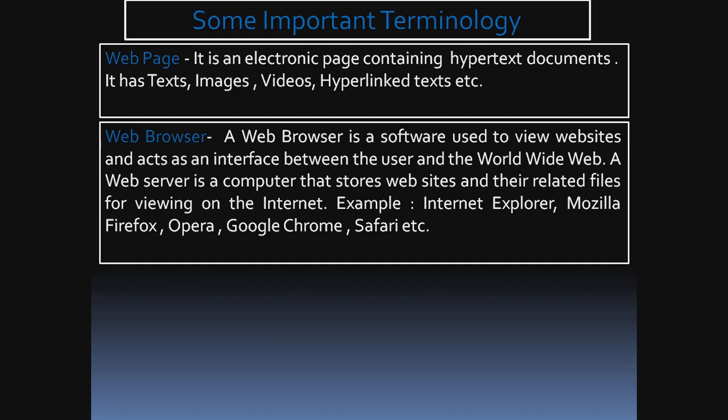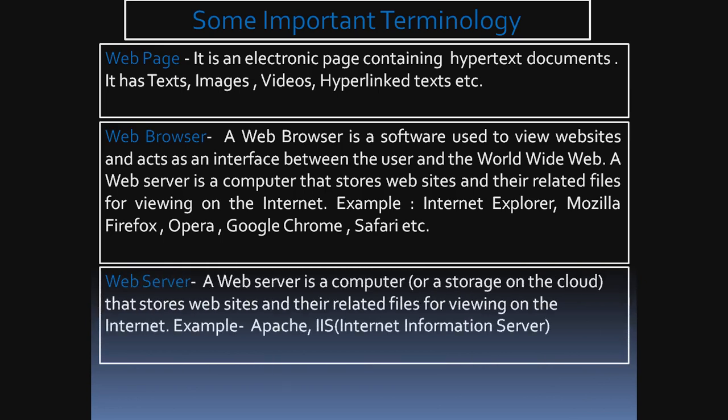And we have something called web servers also. Now web servers is a computer or a storage on the internet which stores a lot of websites and their related files, and whenever it is required by some user, it serves those files to the user, it shows those websites to the users. Therefore it is known as server, web server. Examples I have already said: Apache, Internet Information Server.